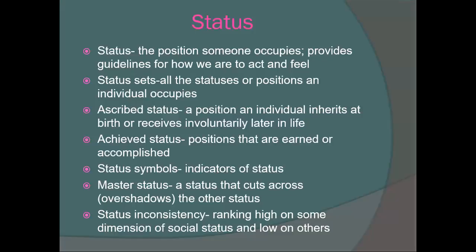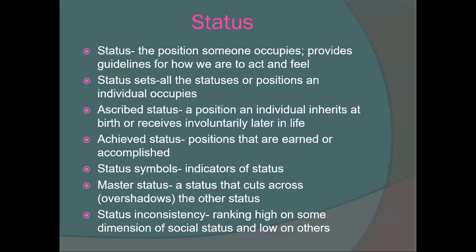A master status is a status that cuts across or overshadows all your other statuses. So gender is considered a master status. People see you as man or woman no matter what your other statuses are. Also, disabilities that are visible, that you can see, can become master statuses. The book uses the example of Stephen Hawking. Although he was an amazing scientist and a great thinker, when he became disabled and was in a wheelchair, that became a master status, and people saw him as a disabled person above and beyond all other statuses. Also, when someone gets cancer, it can become a master status because it takes over everything else in their lives.